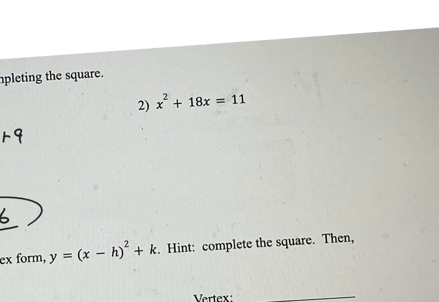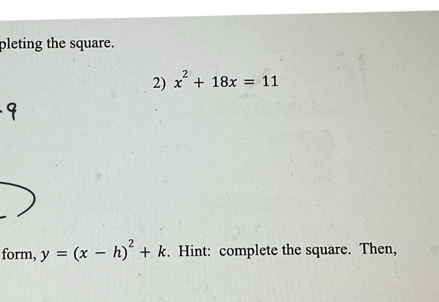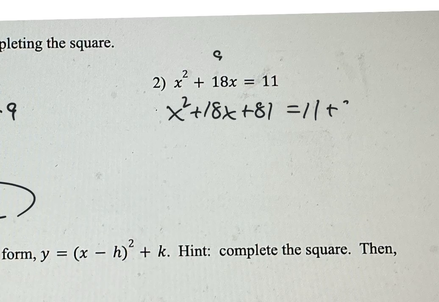Number 2, same kind of problem, except it's kind of already in a better shape for you because it's already got the 11 on the other side, which is awesome. Here I go again, complete the square. Half the middle, half of 18 is 9. Square, you get 81. Over here you get 81. 81 plus 11 is 92.